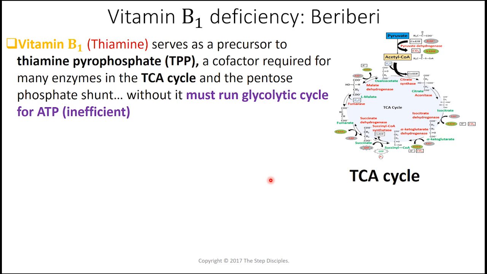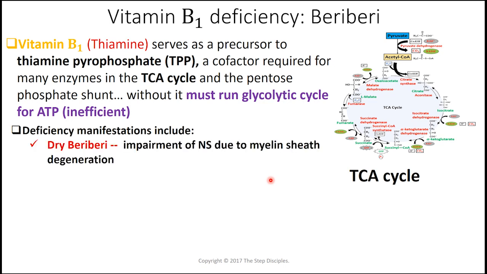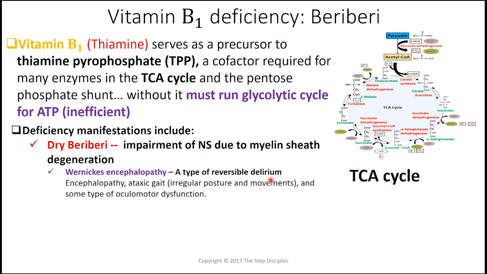And so if you don't have those enzymes working for you, you can't run the TCA cycle because the TCA cycle requires that. So you'll be stuck then running glycolysis, because glycolysis does not require the use of TPP. Deficiency manifestations include dry beriberi, which is impairment of the nervous system due to myelin sheath degeneration. Not really clear why that is.